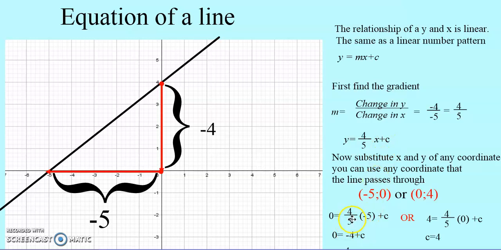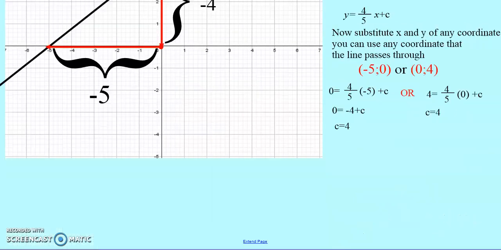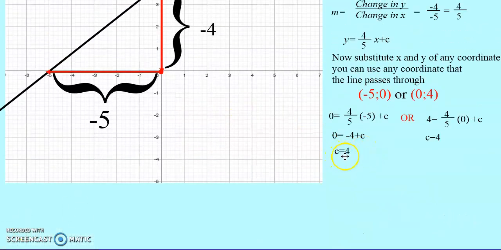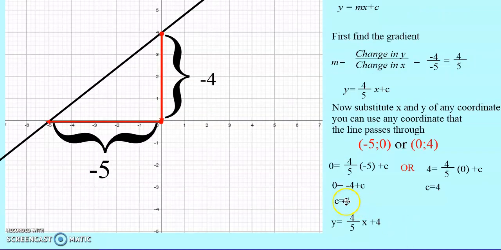So what happens now? 0 is equal to 4 over 5 multiplied by -5 plus c. 5 will cancel out 5. 4 times -1 is -4. I need to isolate c. So I add 4 on the right hand side. I must add 4 on the left hand side. So my answer for c is equal to 4. If I now substitute the c value into my equation, I will find that y is equal to 4 over 5 times x plus 4.